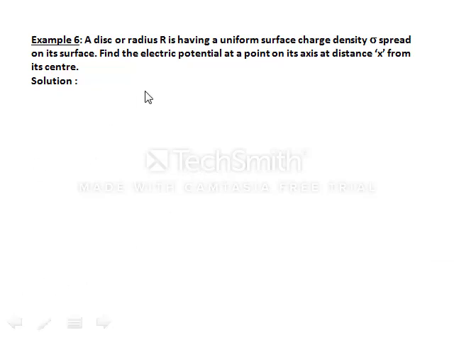So we'll continue with our discussion of electric potential, problems on electric potential. Now let's see this problem. A disk of radius capital R is having a uniform surface charge density sigma spread on its surface. Find the electric potential at a point on its axis at distance x from its center. Let's see this.